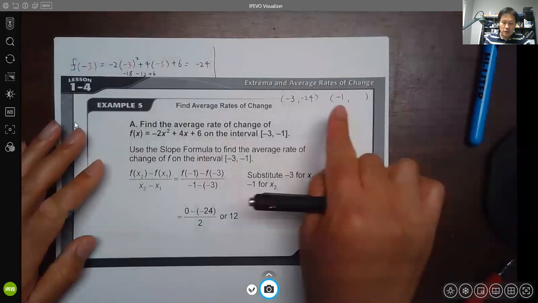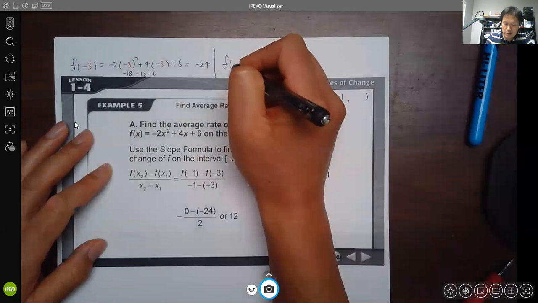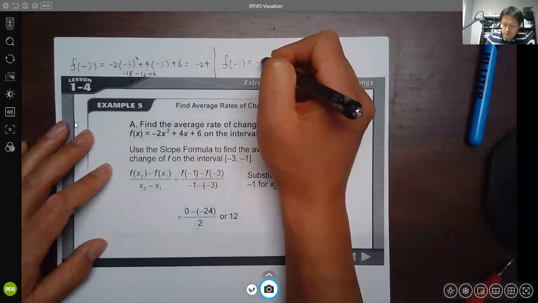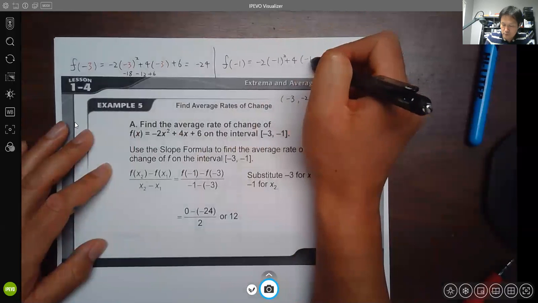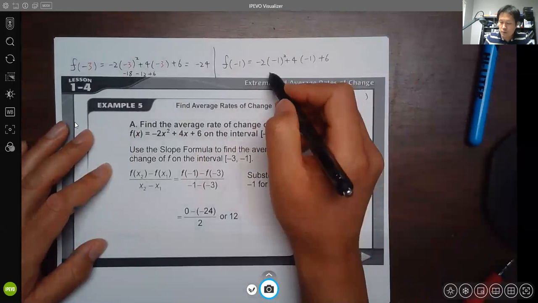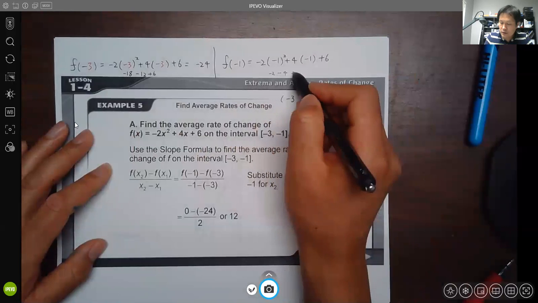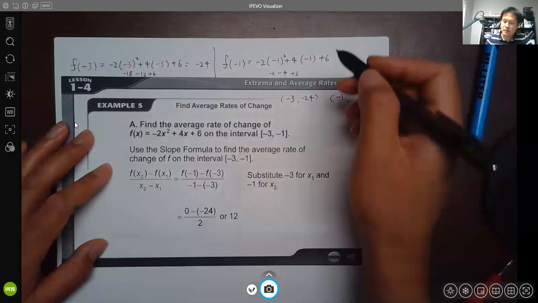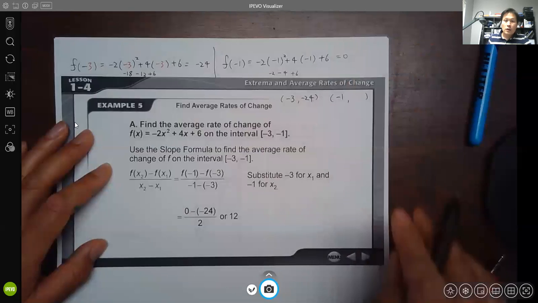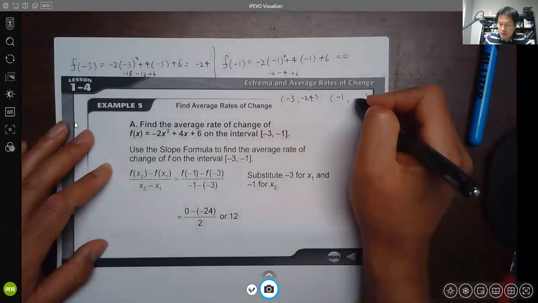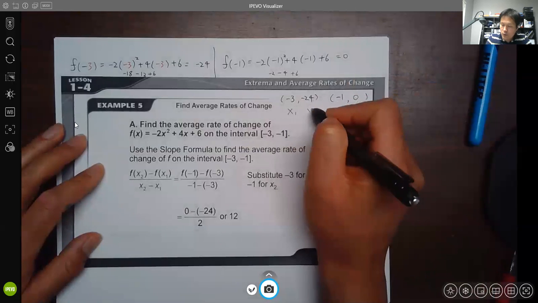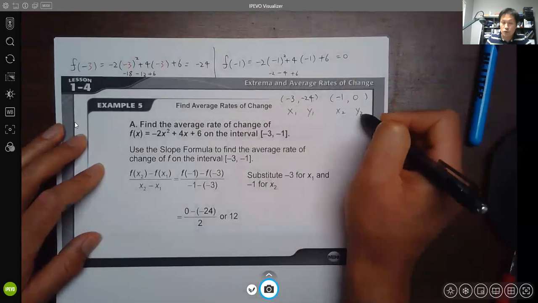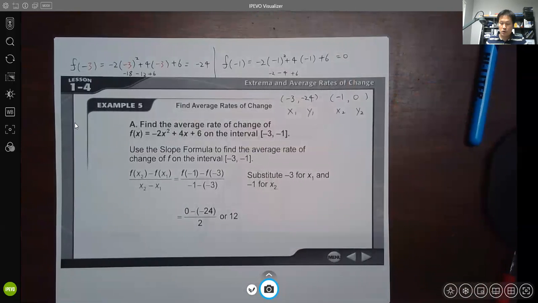So plug in minus 1, just the way we did. Plug it in minus 1. So that's what, 1 minus 2 minus 4 plus 6. That's just 0. So once you plug in the x value, you get 0 for y. So then you can label it as x1, y1, x2, y2. Then plug into the formula.